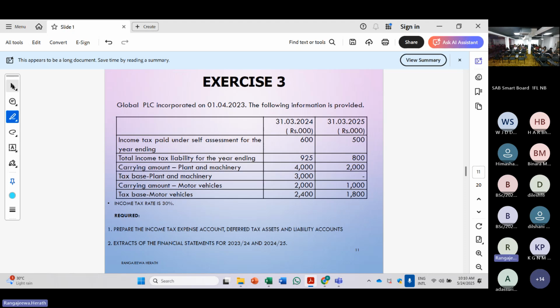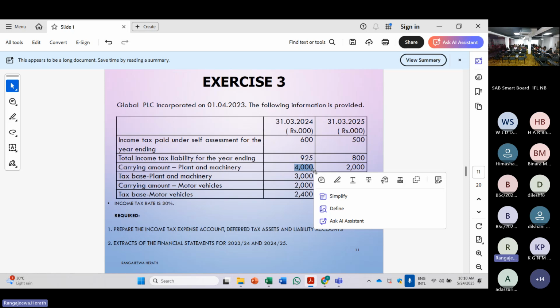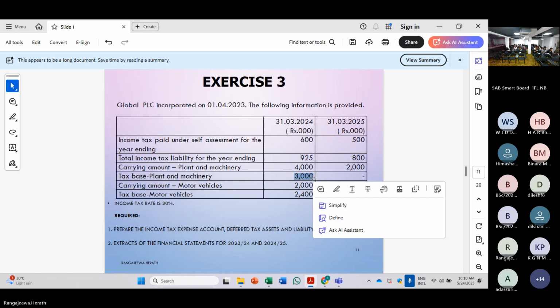Carrying amount 4,000. Tax base 3,000. So the carrying amount exceeds the tax base. Carrying amount greater than tax base. The difference is 1,000. This 1,000 is a taxable temporary difference. For an asset, if the carrying amount is greater than the tax base, it is a taxable temporary difference.